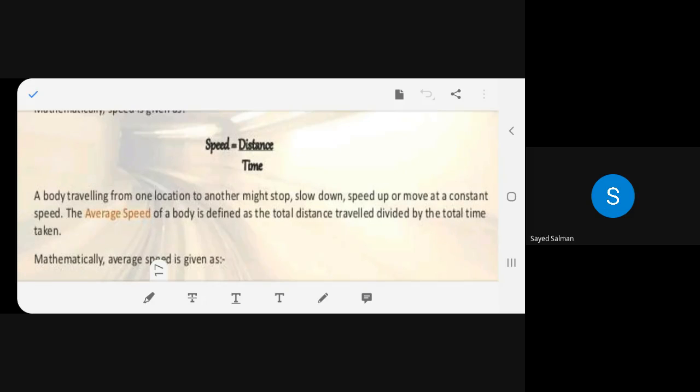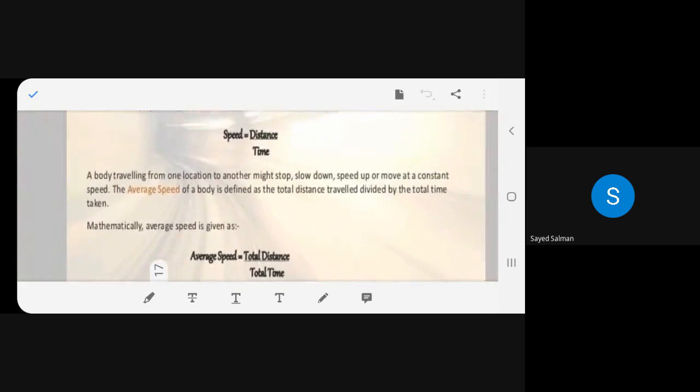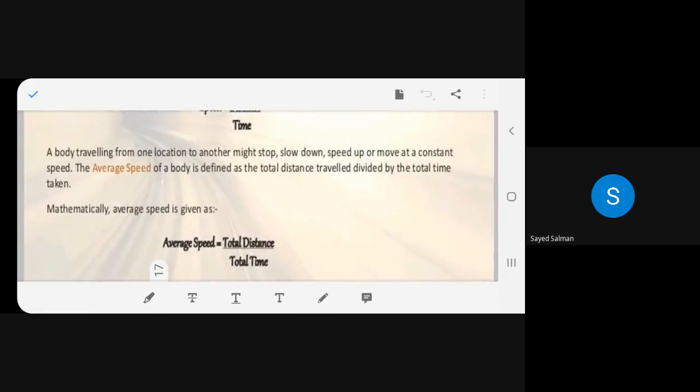A body traveling from one location to another might start, stop, slow down, speed up, or move at a constant speed. The average speed of a body is defined as the total distance traveled divided by the total time taken. Mathematically, average speed is given as average speed is equal to total distance upon total time. So I hope you have understood now. Speed is distance upon time, whereas average speed is equal to total distance upon total time.